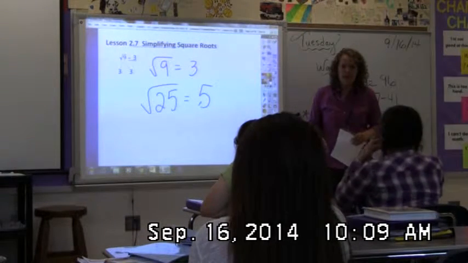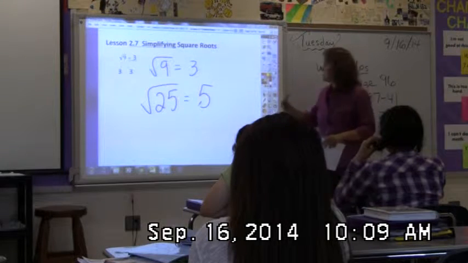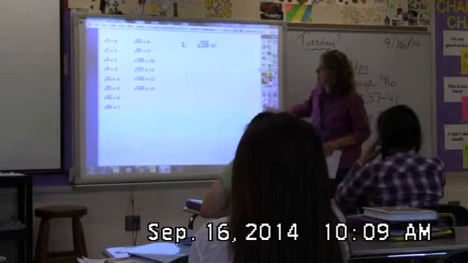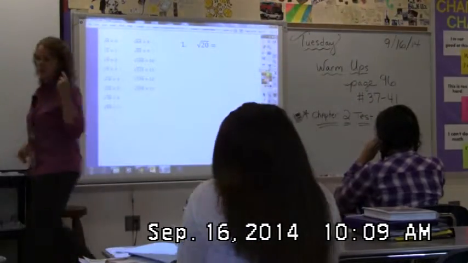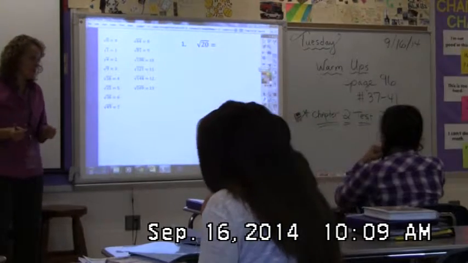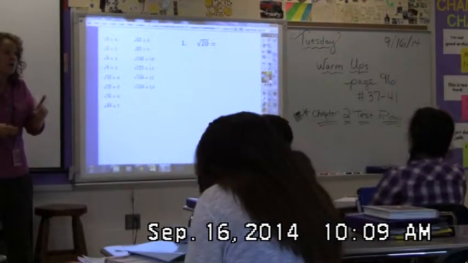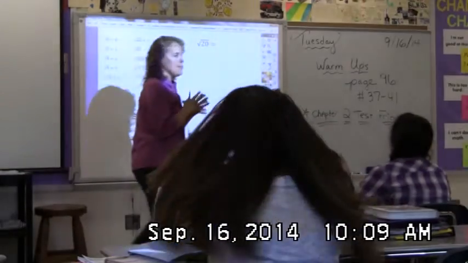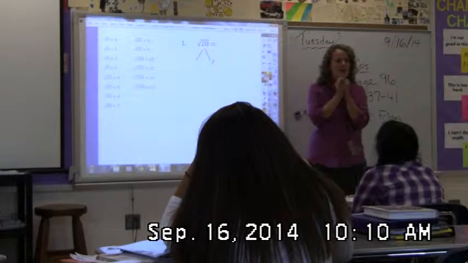Great. Now, not all numbers are perfect squares, though. For example, the first one we're going to work through together is the square root of 20. Now, there is no single number that when you multiply it by itself gives us a nice integer that will give us 20. However, there is a way to simplify this. When you look at 20, I want you to think about what times what makes 20.